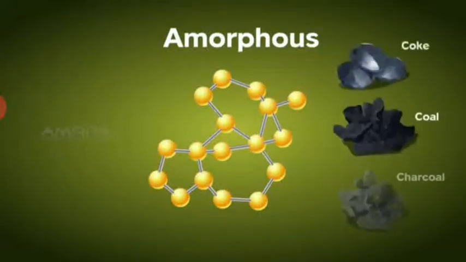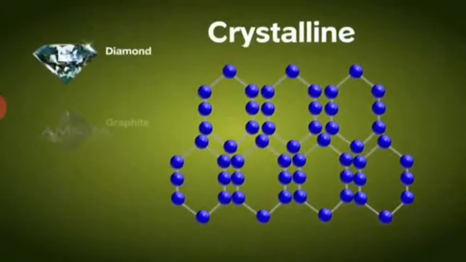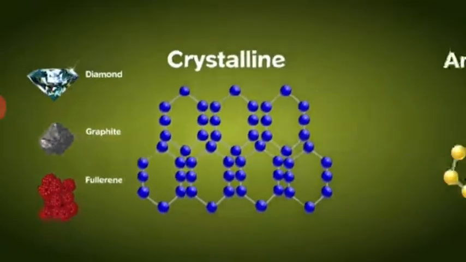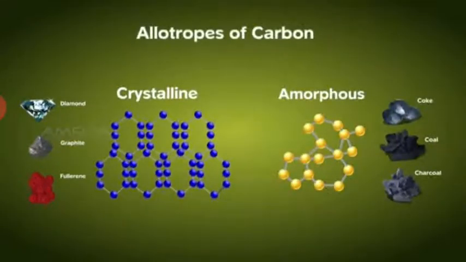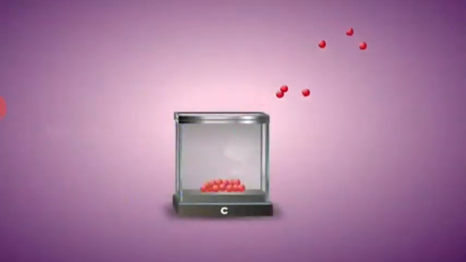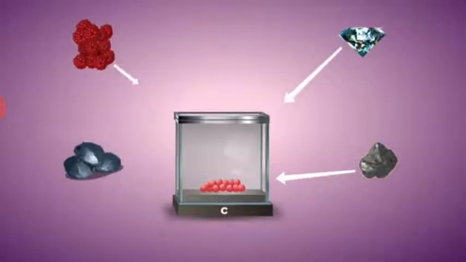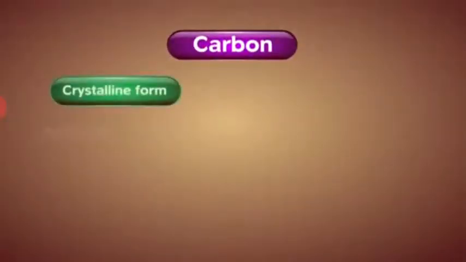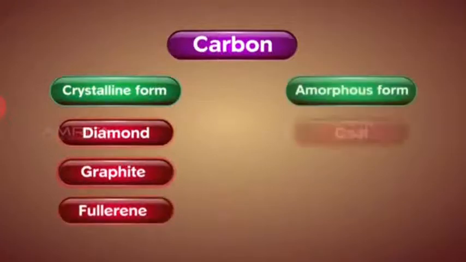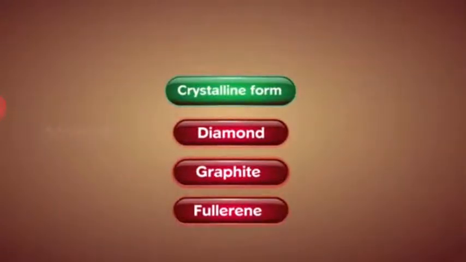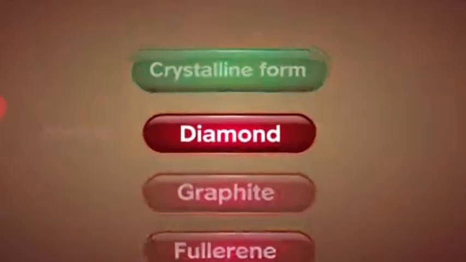Coal, coke and charcoal are amorphous forms of carbon, and diamond, graphite and fullerene are crystalline forms of carbon. These forms are called allotropes of carbon. Allotropes are forms of the same element which exhibit different physical properties but with the same chemical composition. Let's now classify carbon according to its shape, structure and physical properties. Accordingly, let us understand the crystalline forms.